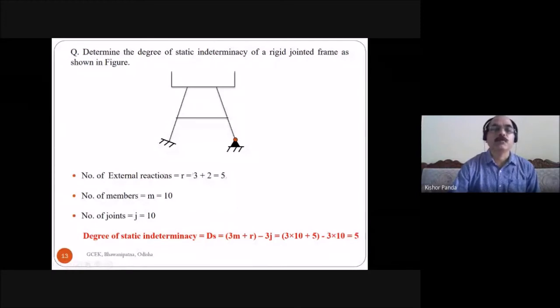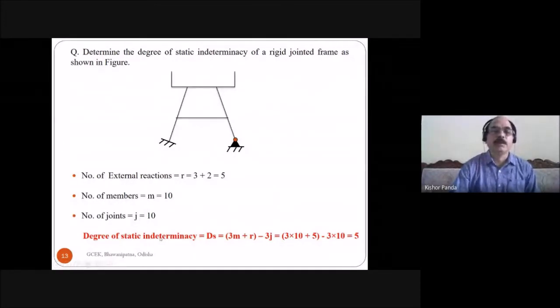Then you count the number of members. How many members here? 1, 2, 3, 4, 5, 6, 7, 8, 9, 10. The number of members is 10. The number of joints is also equal to 10. 1, 2, 3, 4, 5, 6, 7, 8, 9, 10.